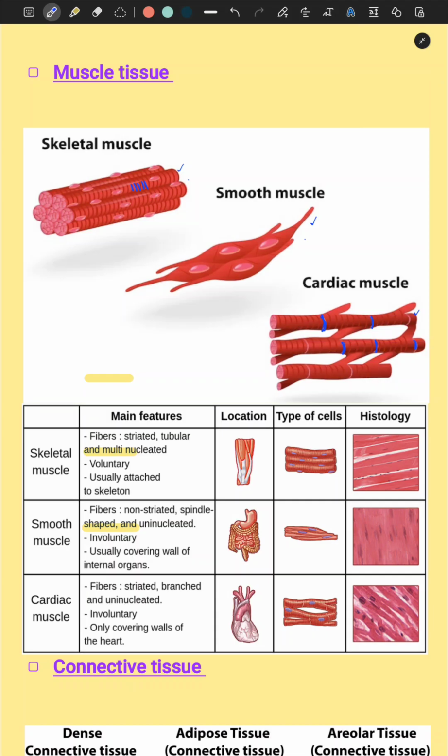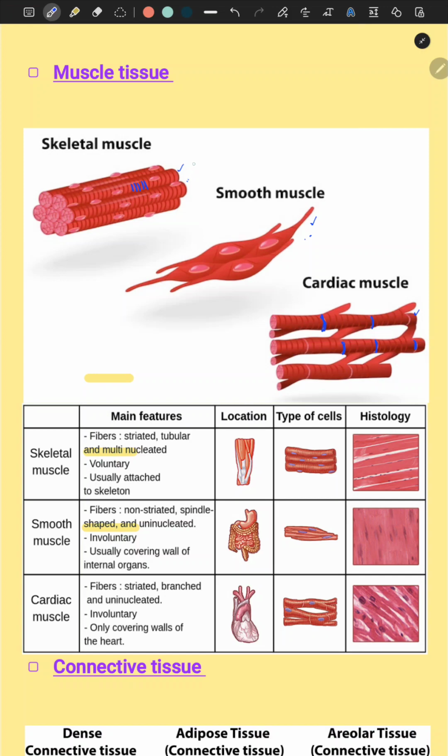And there are also functional differences between these three muscle tissues. The skeletal muscles are voluntarily contracted, smooth muscles are involuntarily contracted, and the cardiac muscles are involuntarily contracted. The skeletal muscles fatigue quickly, smooth muscles fatigue slowly, and the cardiac muscles never fatigue, and they have rhythmic contractions and relaxations.